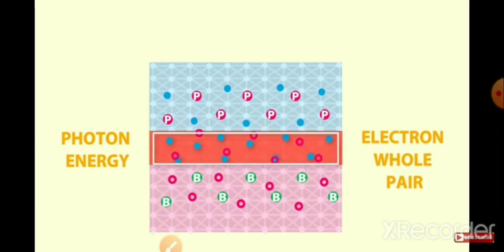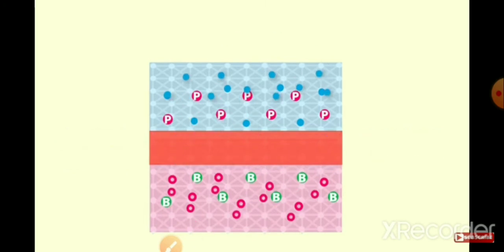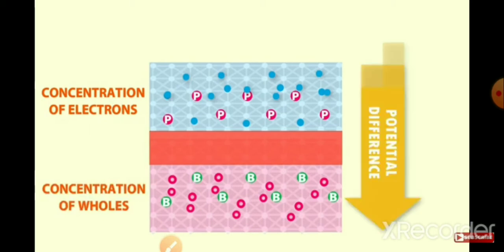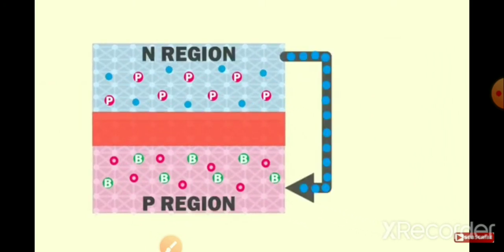So it is in the form of the photon energy. The photon energy will generate more electron-hole pairs in the depletion region, and now we can see the existing electric field drives electrons out of the depletion region. As a consequence, the concentration of electrons in the N region and P region will become so high that a potential difference will be generated.